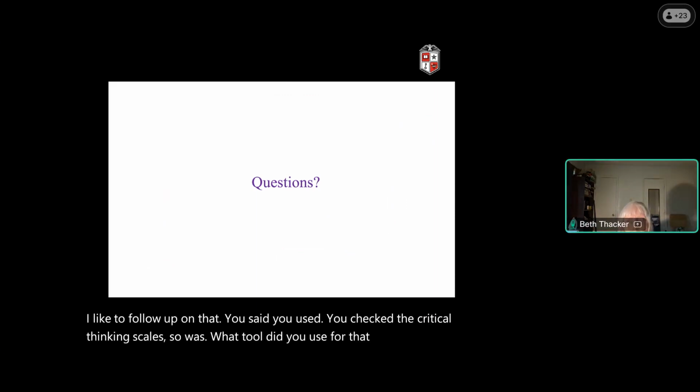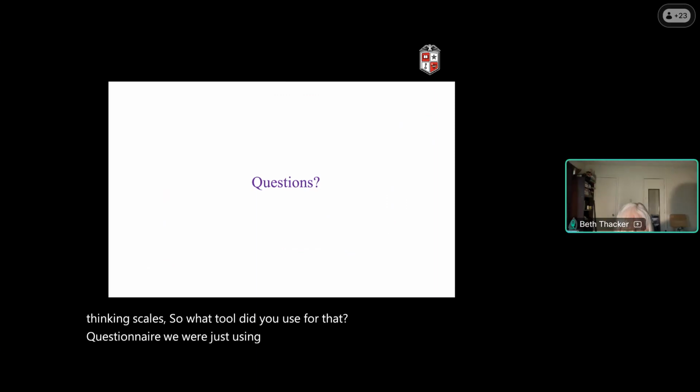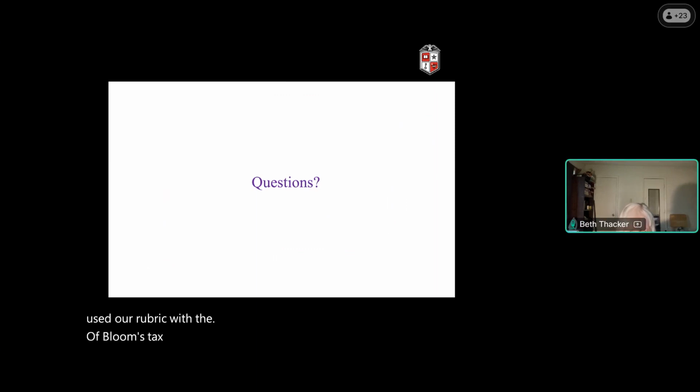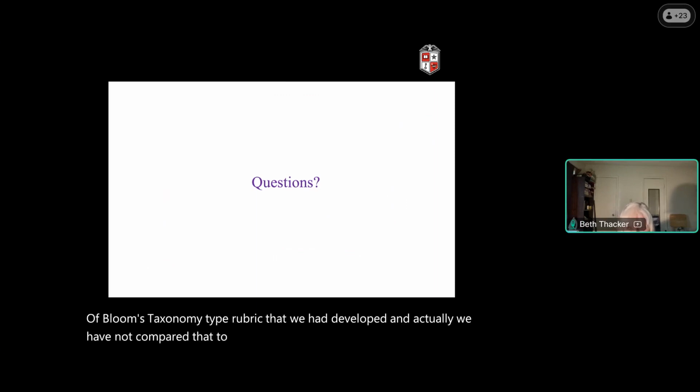You said you checked the critical thinking skills. What tool did you use for that? What questionnaire? We were just using the rubric I talked about in this talk. We used the Bloom's taxonomy type rubric that we had developed. And actually, we have not compared that to other thinking skills assessments. So that's the one that we use.